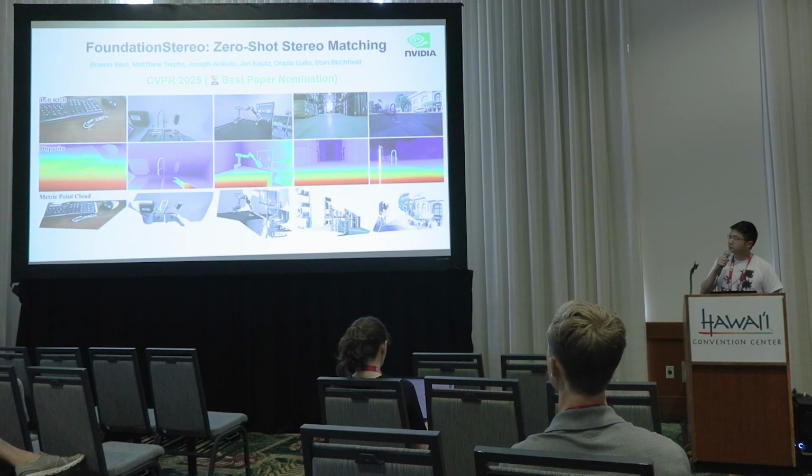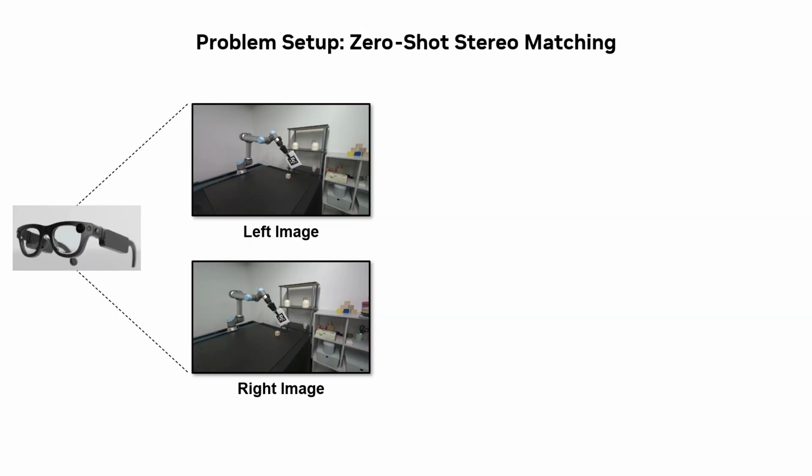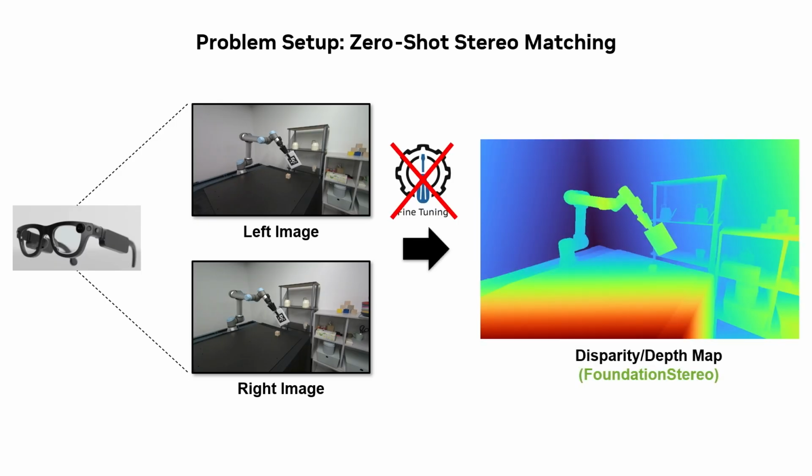So first, let me introduce our recent work, also presented in CVPR 2025, FoundationStereo, zero-shot stereo matching. Given a pair of stereo images, for example, that you can nowadays capture with the Meta Aria glasses. Later, Michael will also talk a bit about how they made the Aria glasses capable of capturing sufficient overlap between the stereo images. So the goal of FoundationStereo is to produce a disparity or depth map without any fine-tuning on the target scenarios.